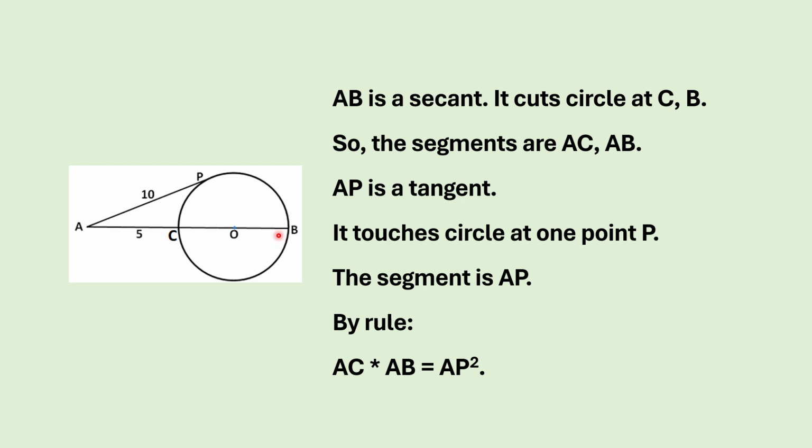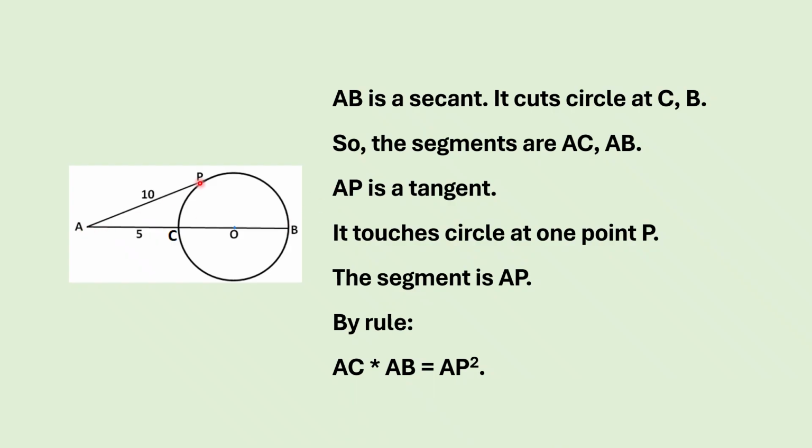AB is a secant. It cuts the circle at 2 points, C and B, from the external point A. So the segments from the external point are AC and AB. AC is one segment which is outside the circle, and AB is partly inside and partly outside. So AB is a segment and AC is a segment from the external point to the 2 points of intersection of the line with the circle.